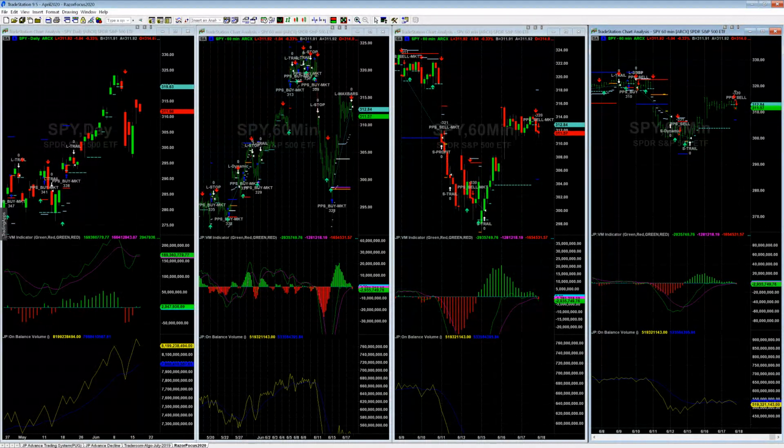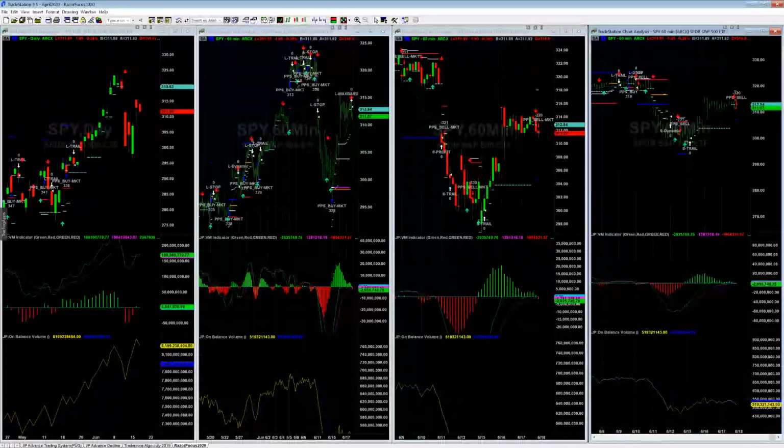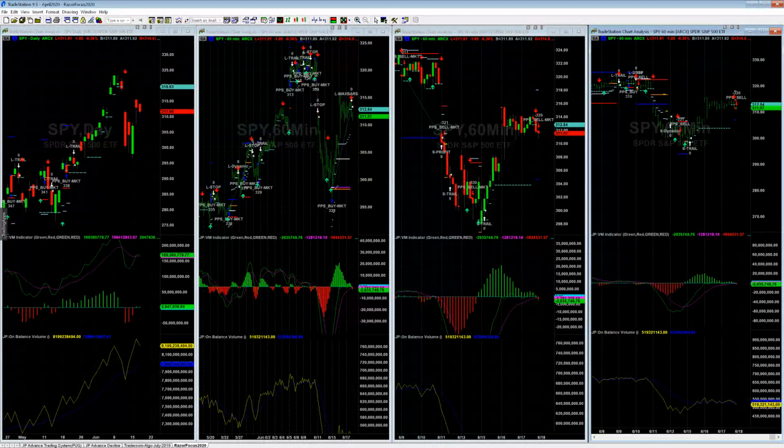Real simple. If you are confirming the trade, you want to do it. Auto confirm, if it's off, is going to auto execute. If it gets in the trade and you don't like it, turn it off. We just went through that.